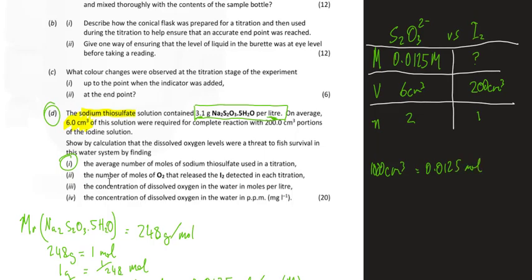Okay, so in 1 liter, I have this number of moles. So in 1 centimeter cubed, I'm dividing both sides by 1,000. 1,000 by 1,000 is 1. And then I divide this side by 1,000 as well, to get the number of moles. And then to get how many moles there are in 6 centimeters cubed, multiply 6 by that fraction.